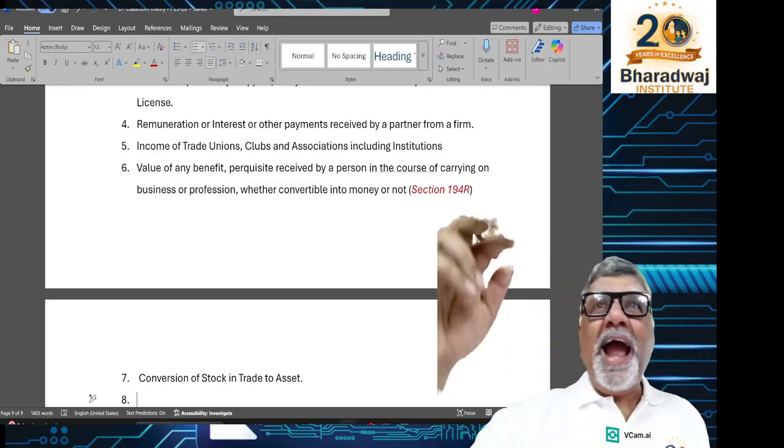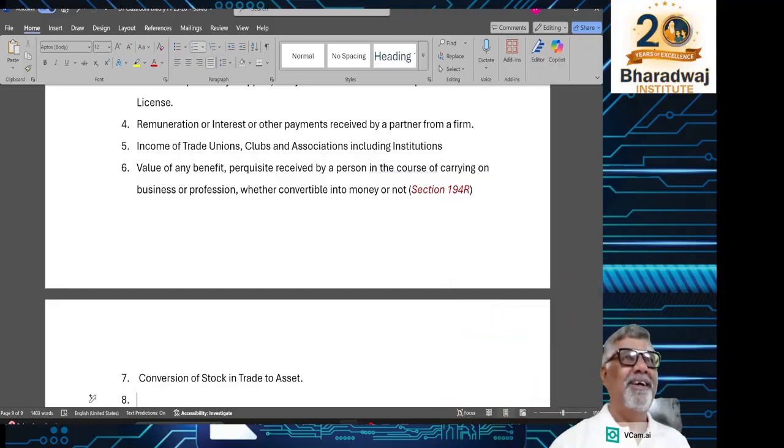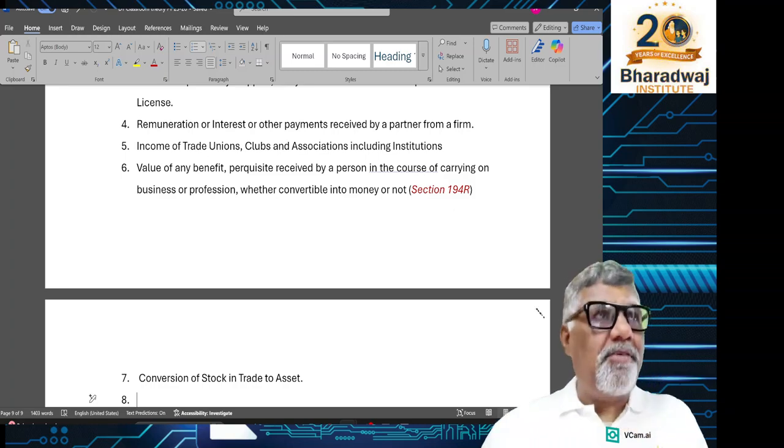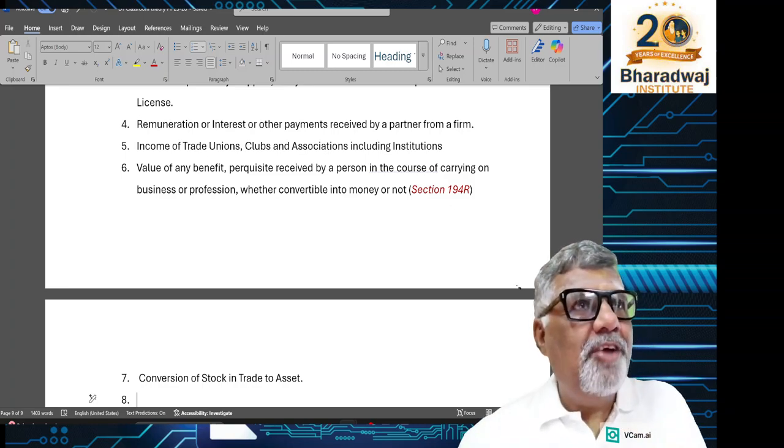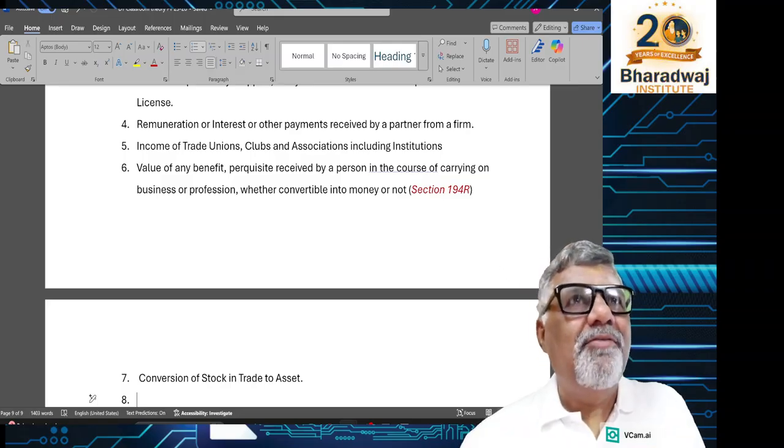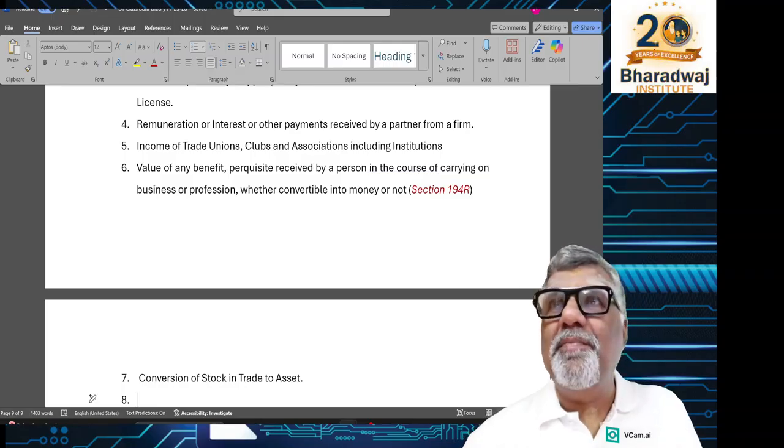Do one thing. Had you sold it, what would have been the fair market value? Record it as income. Take it as asset value to claim depreciation. Conversion of stock in trade into asset will also be treated as business income.